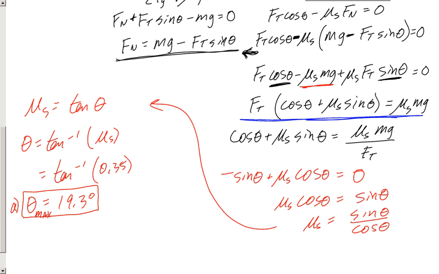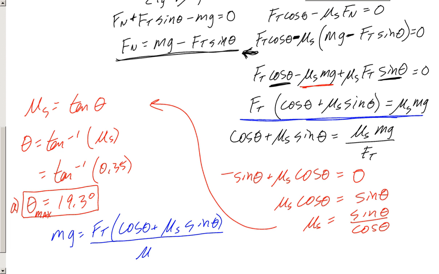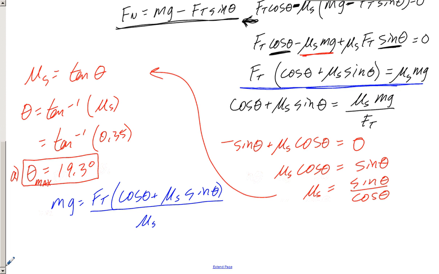So we can just take that, solve for mg. So mg would be equal to F_T times the quantity cosine theta plus mu static sine theta, over mu static again. Okay, let's plug our numbers in and see what happens.